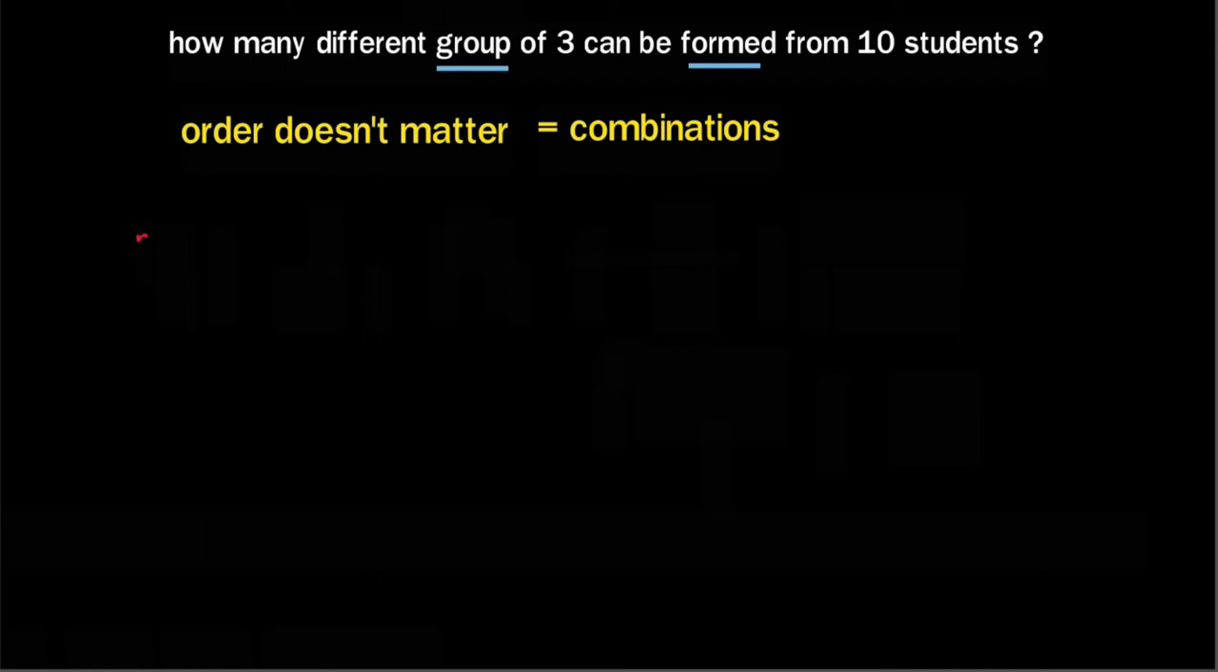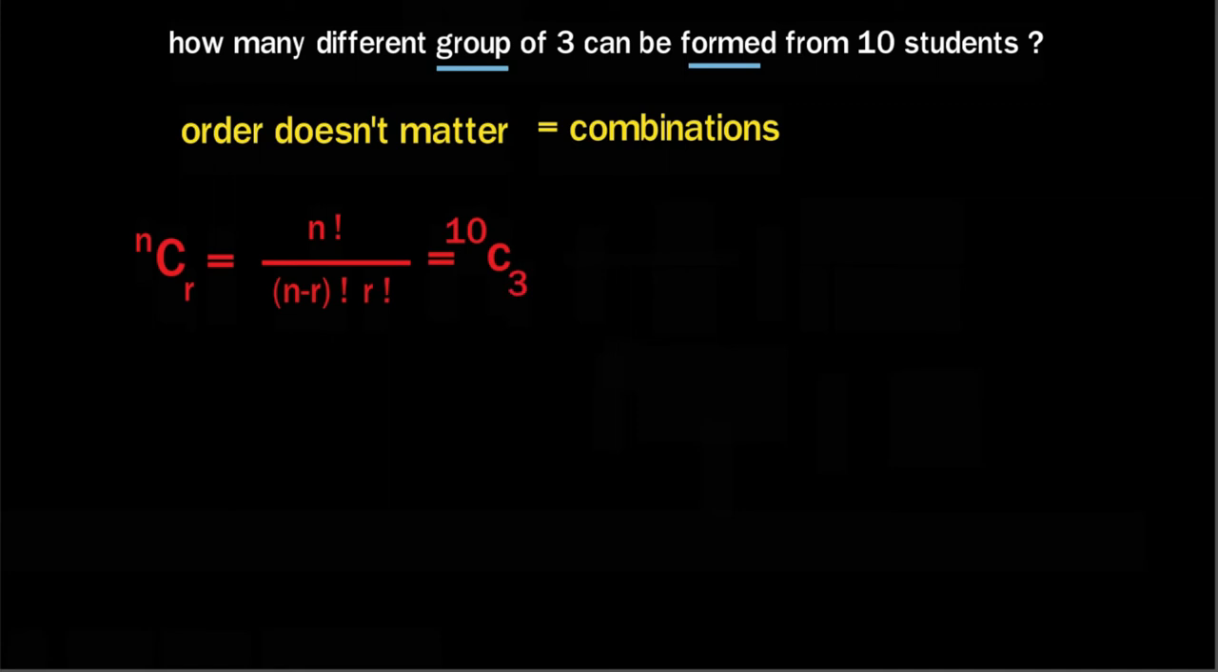So we use the formula for combination, which is nCr, n factorial over n minus r factorial multiplied by r factorial. So here our n is 10 students and our r is 3.